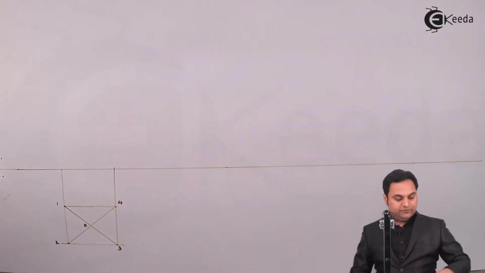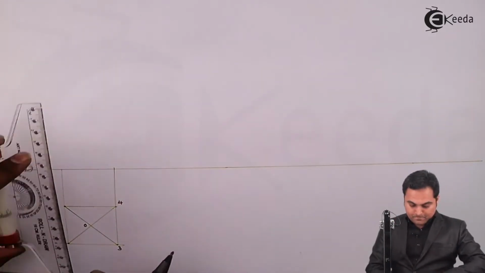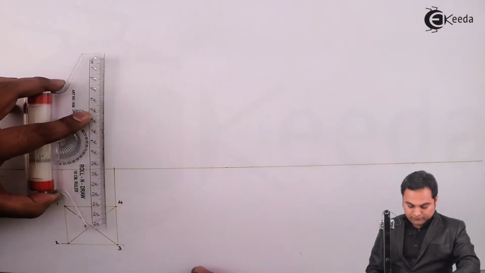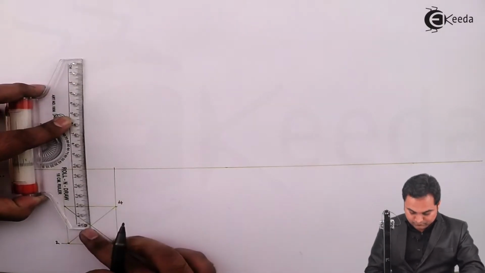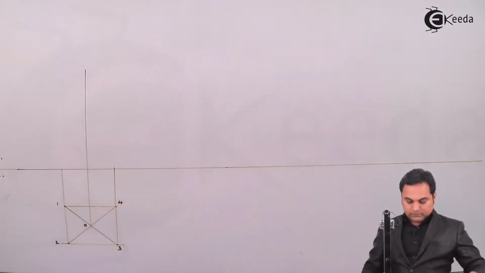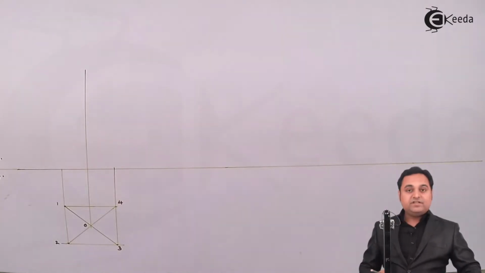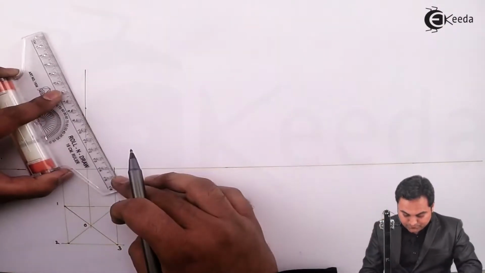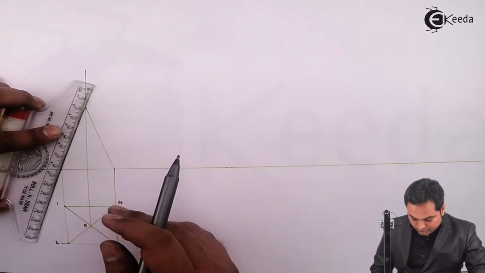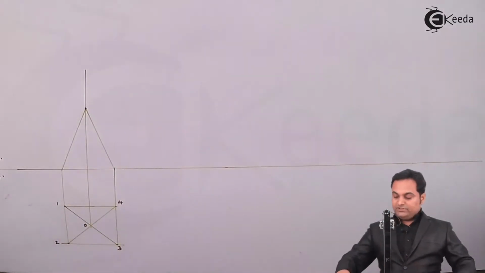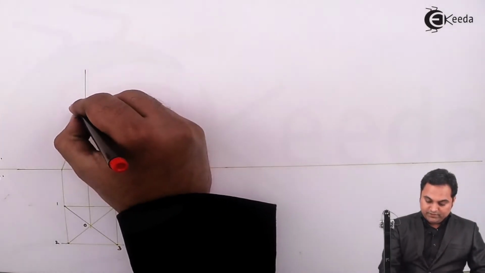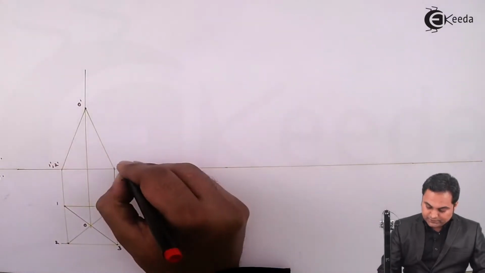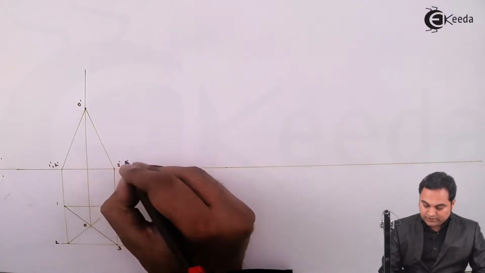Now I'll project the front view. From the front we are going to see the triangular face of the pyramid. Height of the pyramid given is 60 mm, so I'll mark 60 over this. Giving the notations, here we have apex O dash, point 1 dash, 2 dash. Then we have 3 dash, 4 dash.